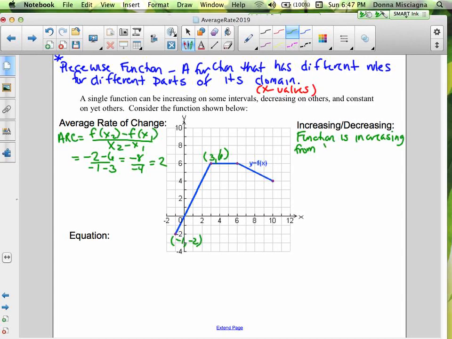So the function is increasing from x equals -1 to x equals 3. And how do we know? Because the average rate of change is positive.